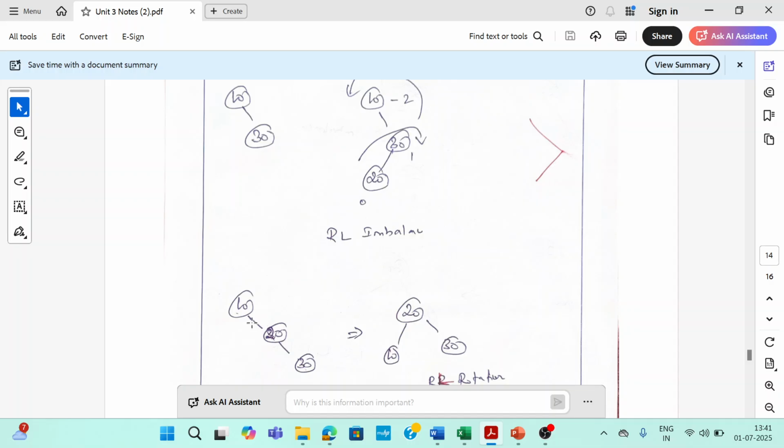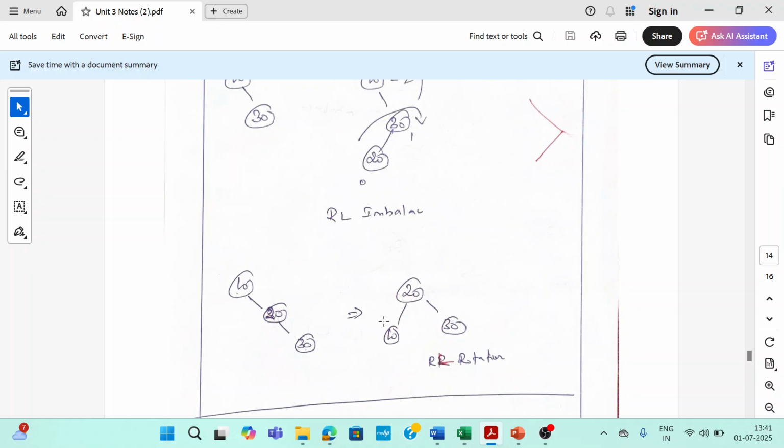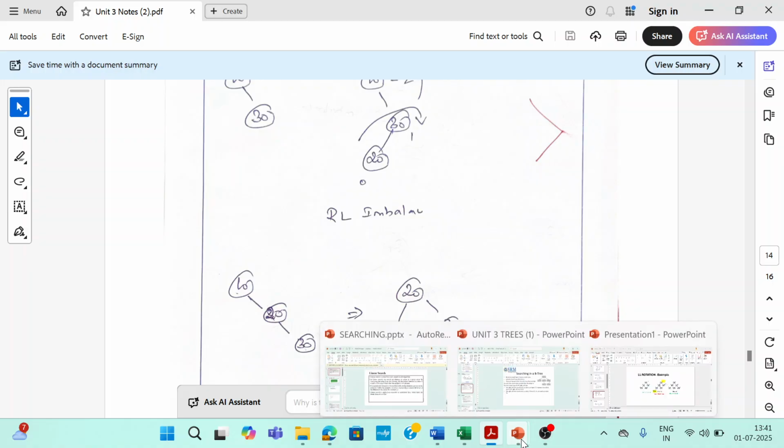Then I'll put a nail over here. I'll pull it on the corresponding right side. So now what happens over here? 10 comes down and 20 goes up and 30. This is called right left rotation. So these are the 4 types of rotations which we have in the AVL tree to make it a balanced tree. Okay, so now I will show you one example.